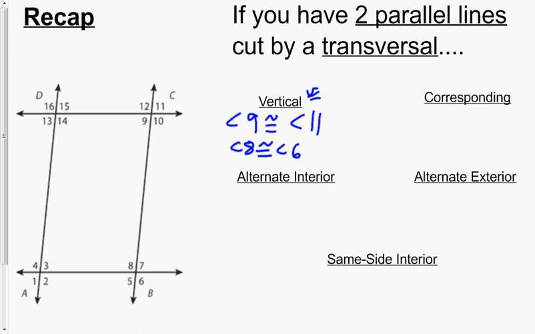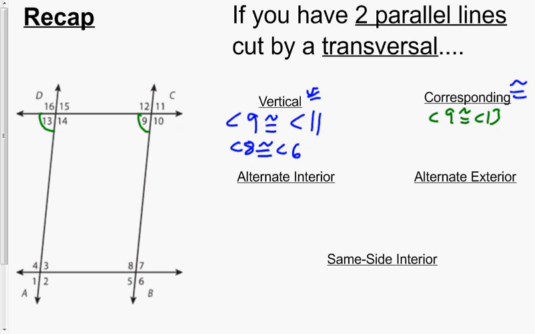Let's look at some corresponding angles. Corresponding angles are also congruent if we have two parallel lines and a transversal. So there's our congruent symbol. Let's do a couple examples of those. How about we start with angle 9 again? Corresponding just means it's in the same spot in a different intersection. So they correspond, they go together. Angle 13 would be an example of that. So angle 9 is congruent to angle 13.